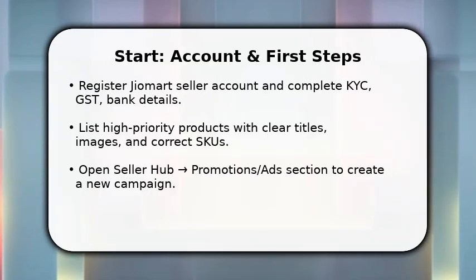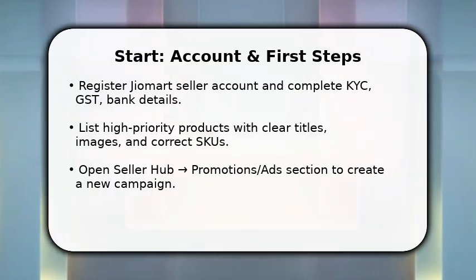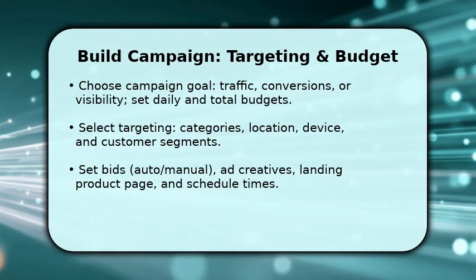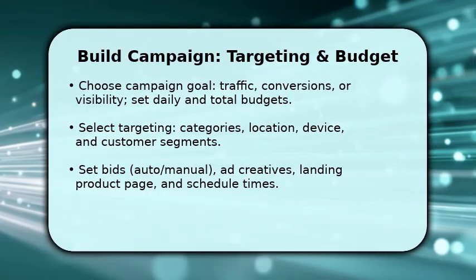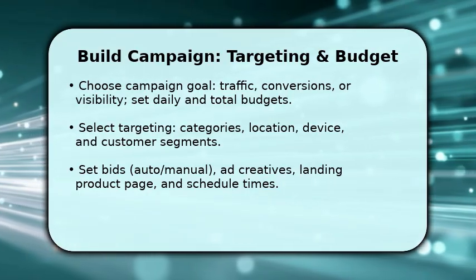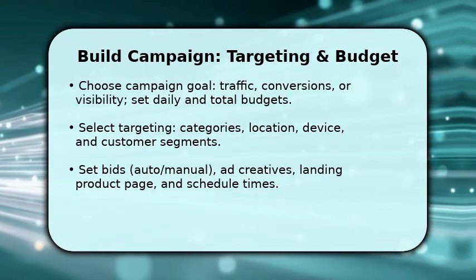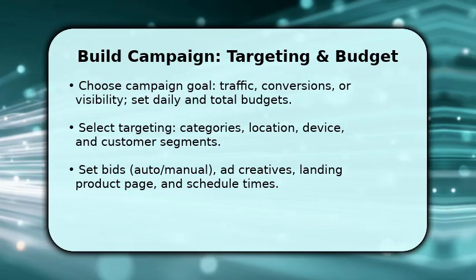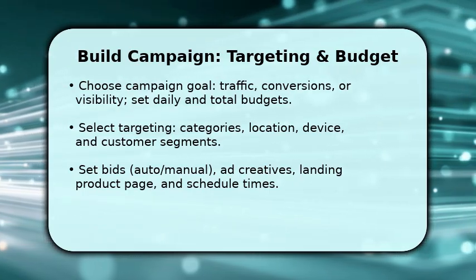You now configure the campaign details. Pick a clear goal like conversions or visibility so bidding aligns with outcomes. Next, set budget limits, daily and total, and decide between automated or manual bidding. Automated simplifies testing while manual gives control.